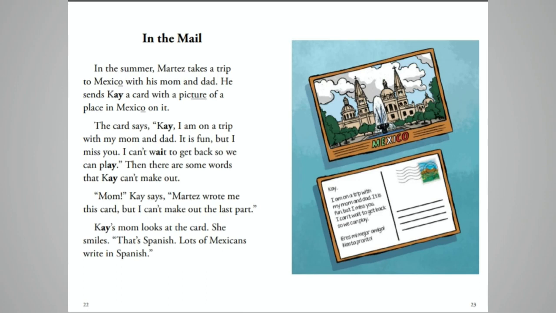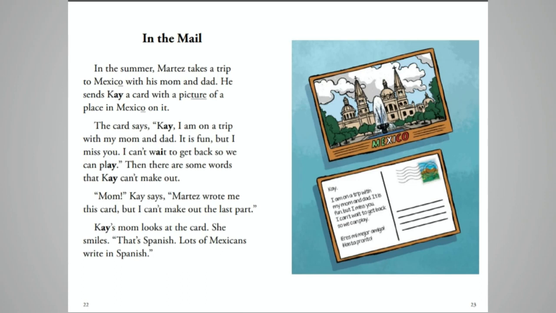In the summer, Martez takes a trip to Mexico with his mom and dad. He sends Kay a card with a picture of a place in Mexico on it. The card says, "Kay, I am on a trip with my mom and dad. It is fun, but I miss you. I can't wait to get back so we can play." Then there are some words that Kay can't make out.